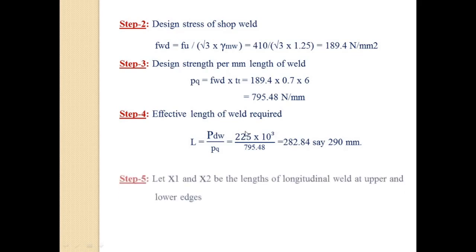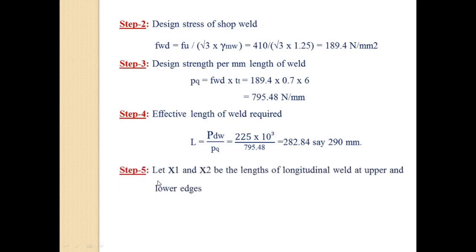So next step is step number 5. Let x1 and x2 be the lengths of longitudinal weld at the upper and lower edges that we have to assume. Here we are not providing the transverse weld. We are only providing the longitudinal weld, that is x1 and x2, for the upper and lower edge. So x1 plus x2 is equal to 290 mm.